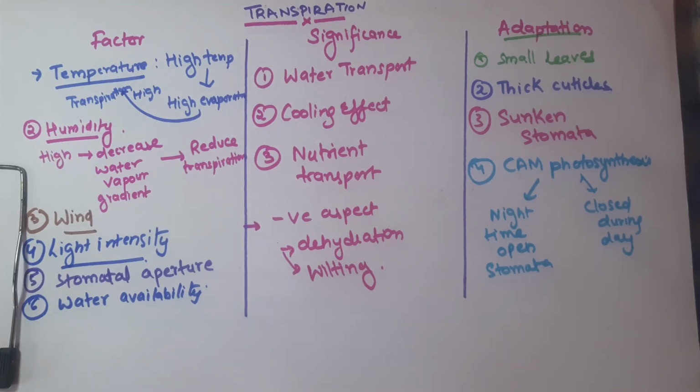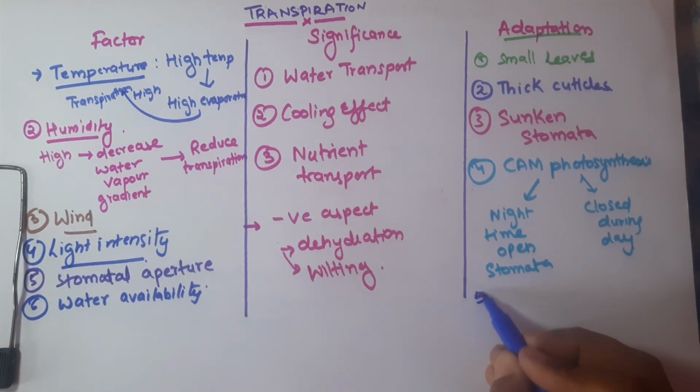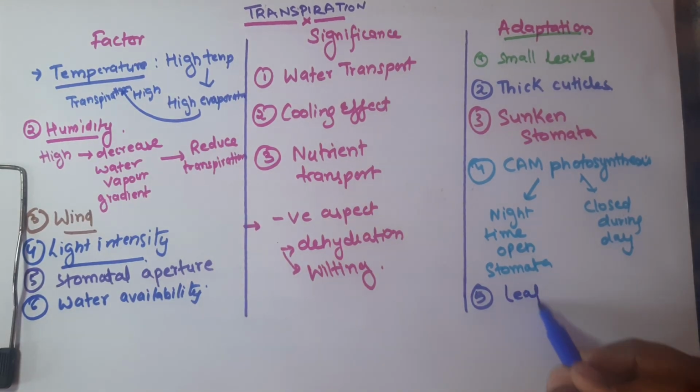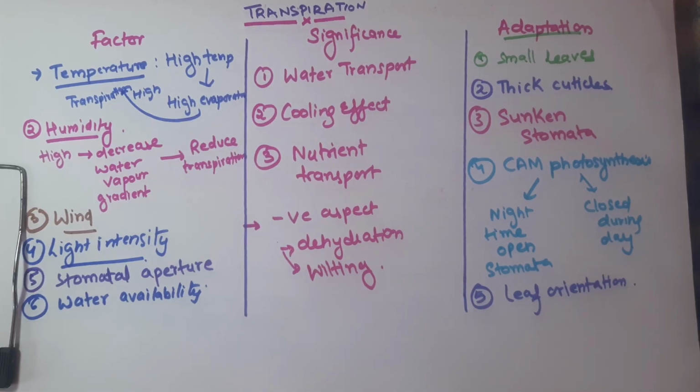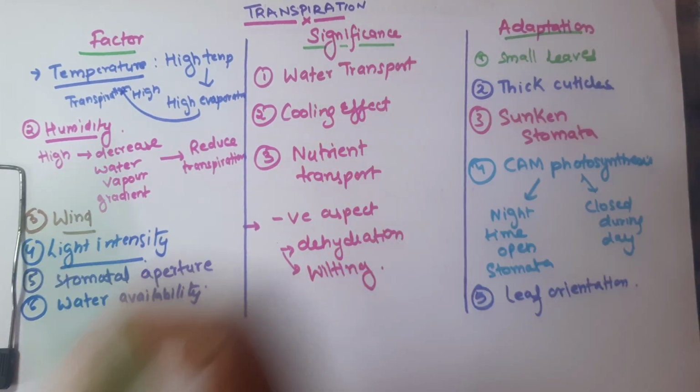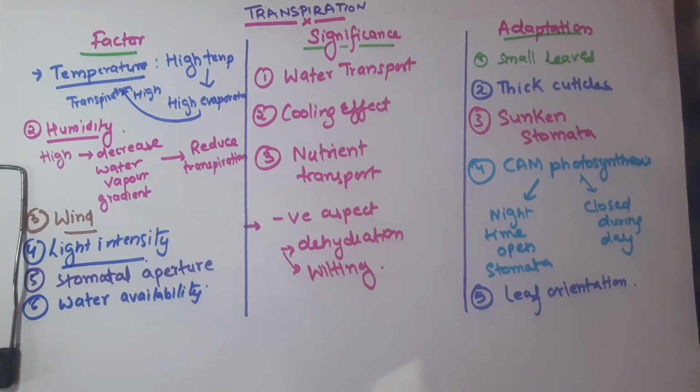The last adaptation to reduce transpiration adopted by the plant is changing the leaf orientation. Some leaves will orient themselves to minimize the exposure to sunlight. This will reduce the heat and eventually the transpiration also. I hope after watching this video that the factors and significance of transpiration are clear to you, and also the adaptations to reduce transpiration.